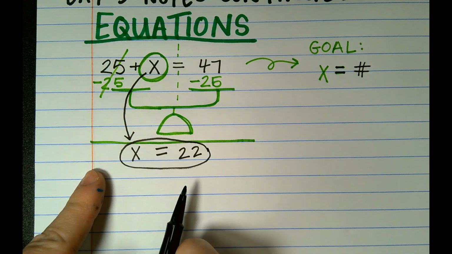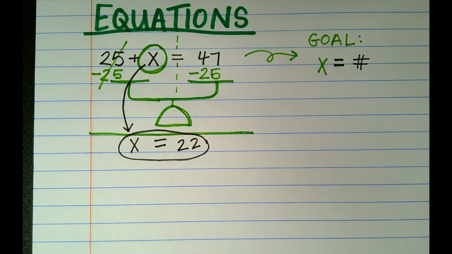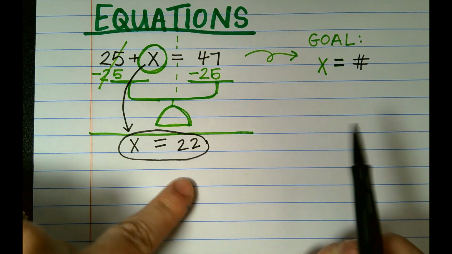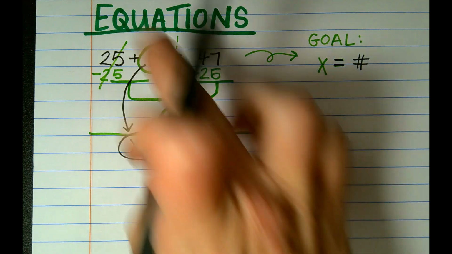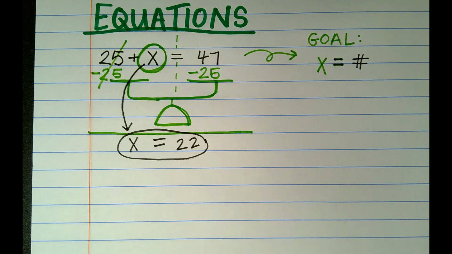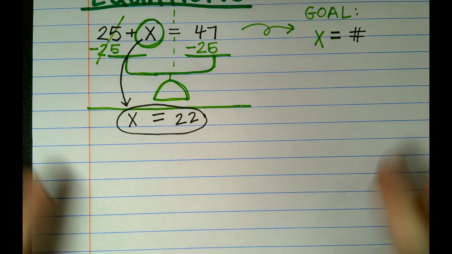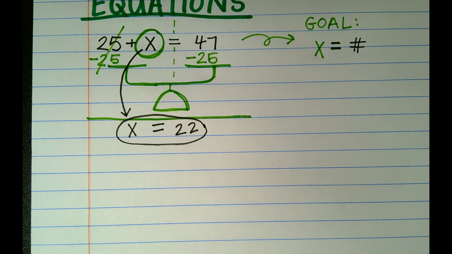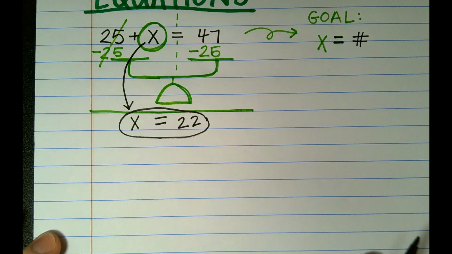And we can check to see if we got the right answer. This is like the cheat code. If I want to see, is this the right number? Put it back in. Is 25 plus 22 47? Yes. So you did it. I love it. I think it's so cool that we can do this. So much easier than trying to guess. So let's do another one. That's just our first example.